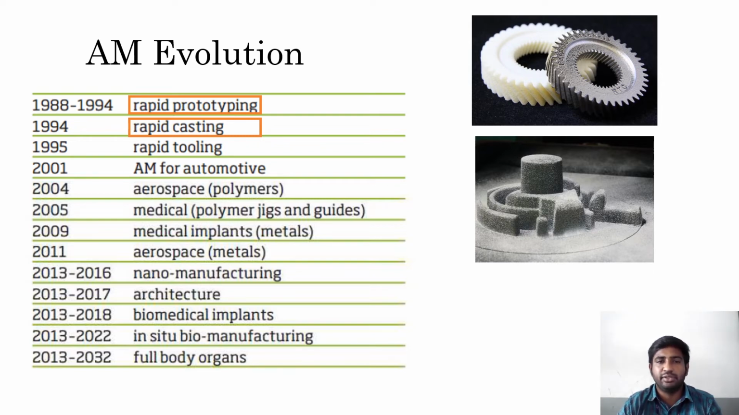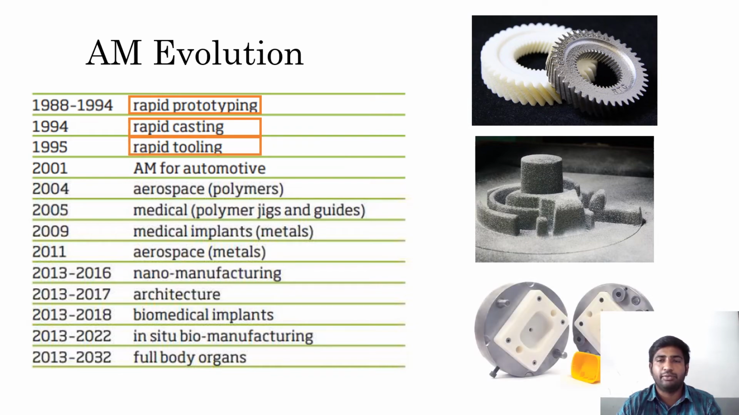This is the most commonly used: additive manufacturing is mostly used in biomedical areas to create implants, which will be implanted in our body in case of injuries, such as shoulder injuries, knee injuries, and spine injuries. Then 2019 to 22, in situ biomanufacturing. This will be explained further in later classes also. Okay, this is the AM evolution.